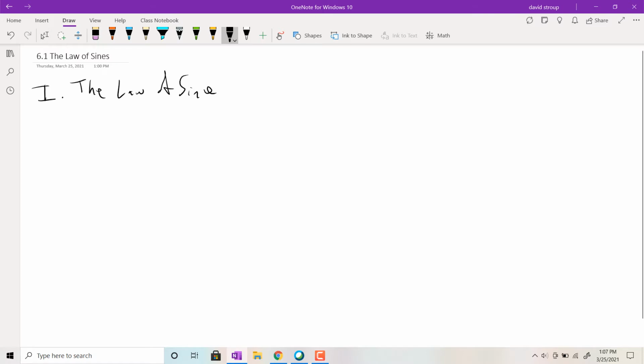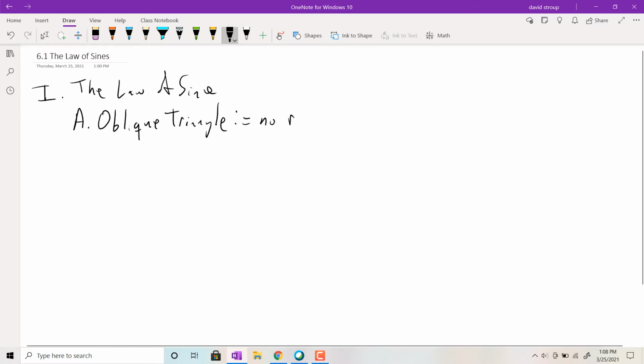In particular, we want to "solve the triangle," which means basically find all of the sides and determine the value of all of the interior angles. First off, what is an oblique triangle? You may be able to guess it is a triangle which is not a right triangle. So I'll just say no right angle.